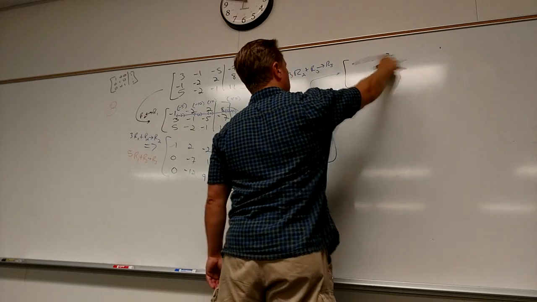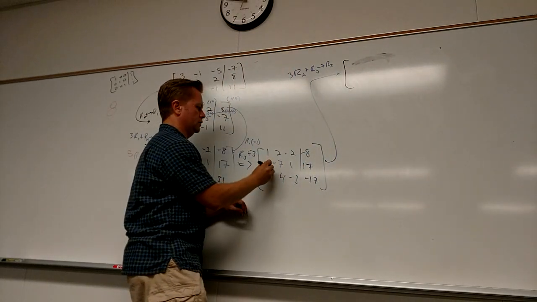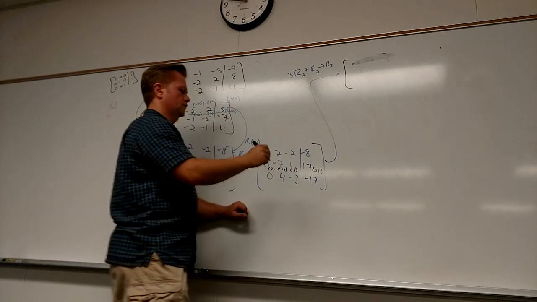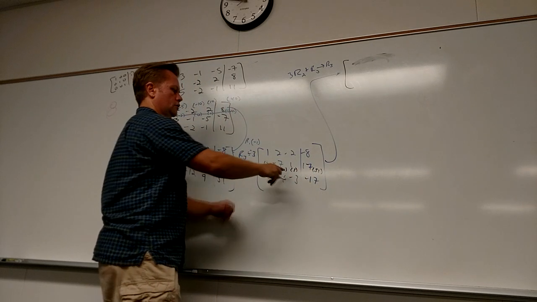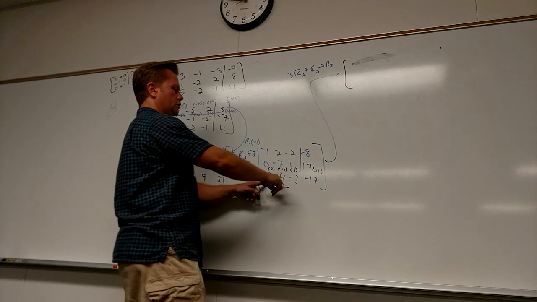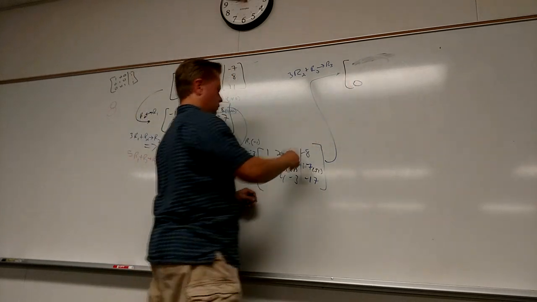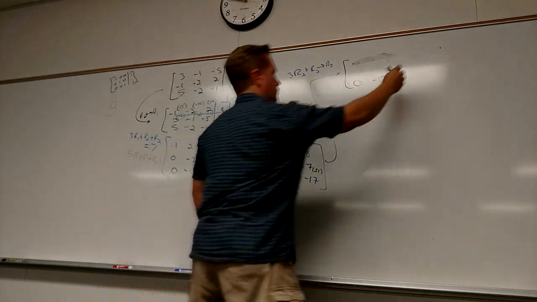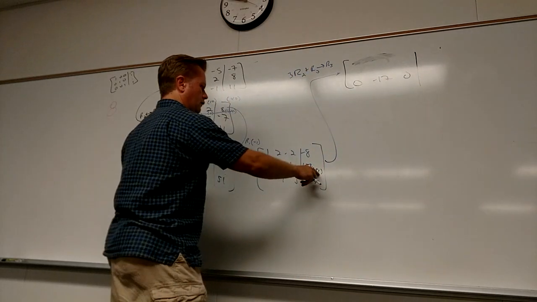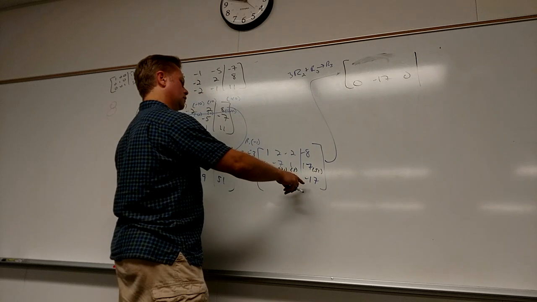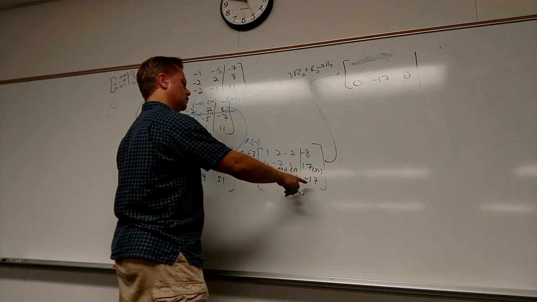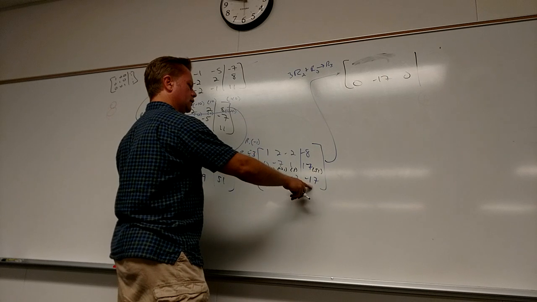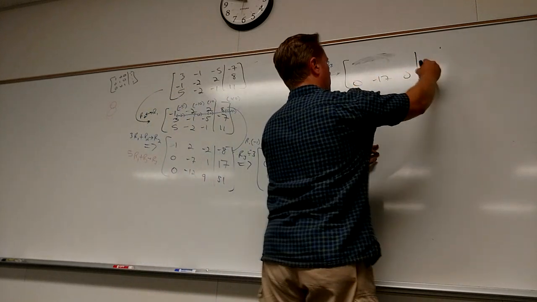Wait, I'm going to do that too. So 3 times row 2 would be 0, negative 21, 3, 51. Add that to row 3, so I get 0 and 0 is 0. Negative 21, 4 is negative 17. 3 minus 3 is 0. 51 minus 17 is 34. Oh, good. All right, I was overthinking it.